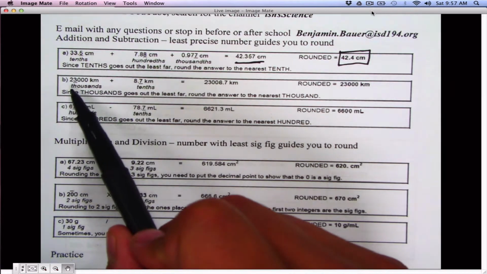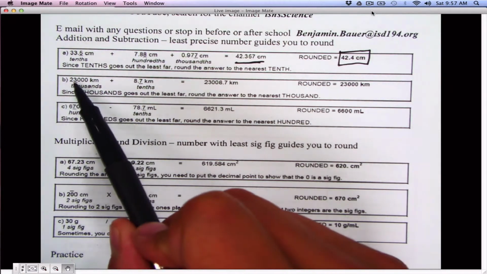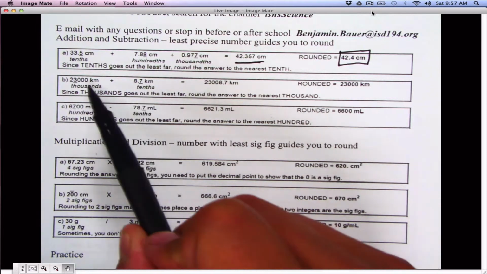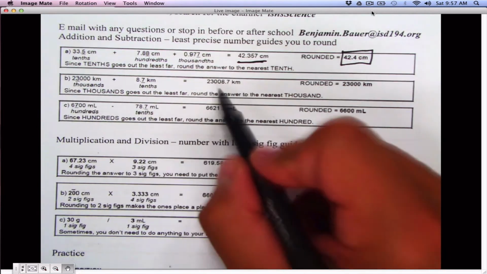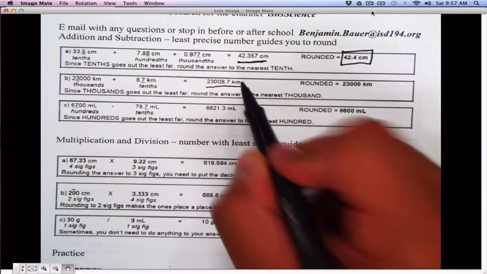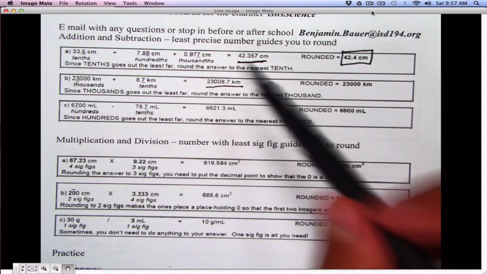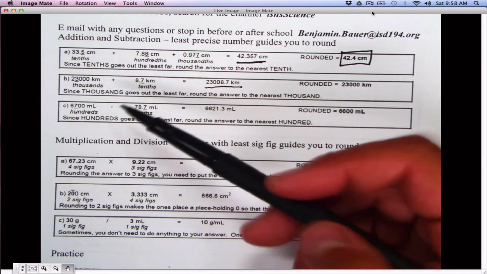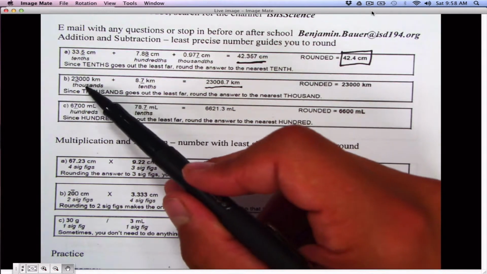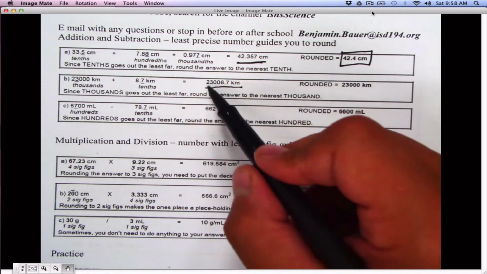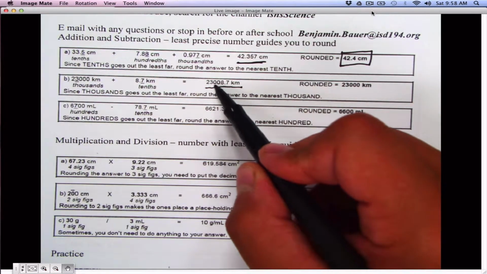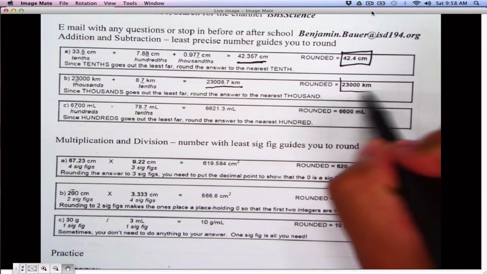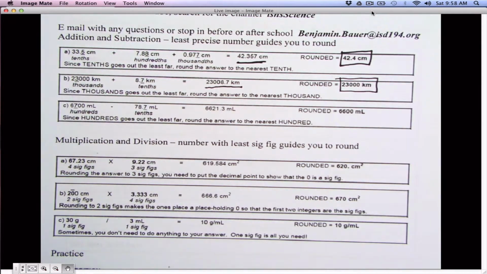B, here, this number is measured to the thousandths. That 3 is in the thousandths. This number is measured to the tenths, and I'm adding them. So this number plus this number, here's my calculator answer. But my least precise number is going to be to the thousandths because it's furthest to the left. Okay, least precise. So that means I'm going to take this number, I'm going to keep the 2 and the 3, and then I'm going to say, oh, the 0's next. That means I just round to 23,000 kilometers. That is my correct calculator answer.